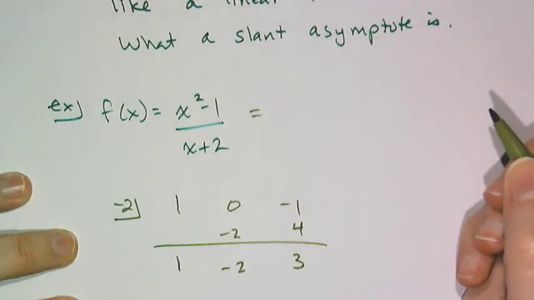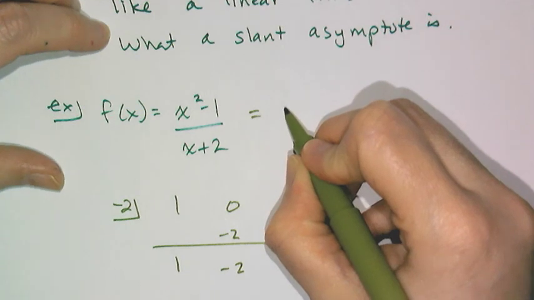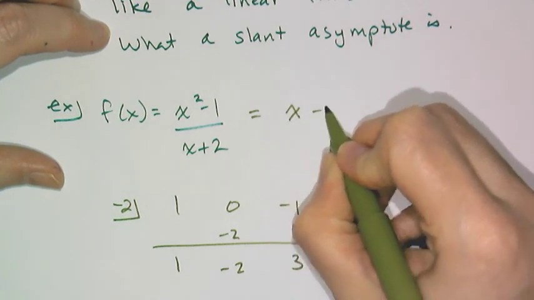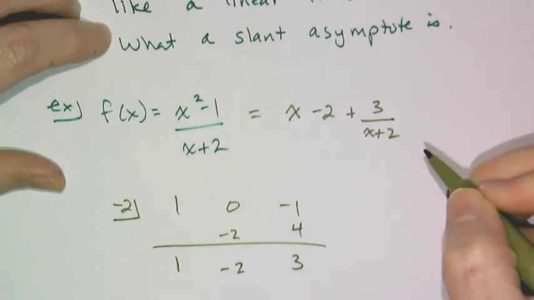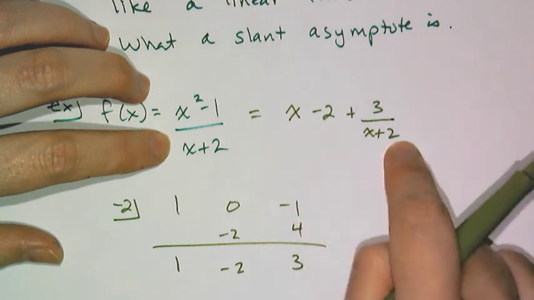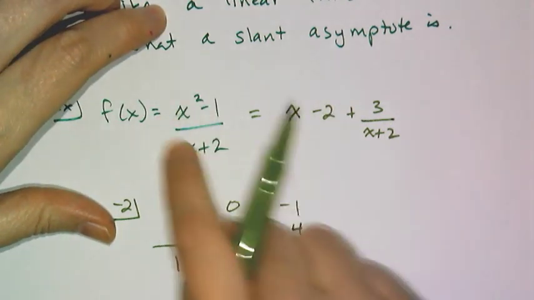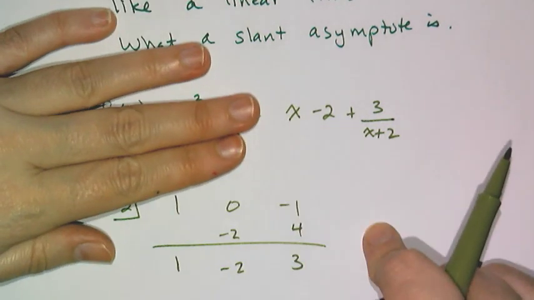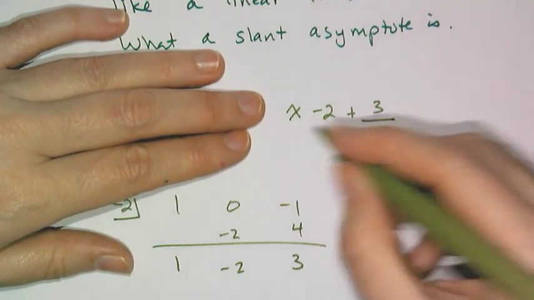I get x squared minus 1 over x plus 2 equals x minus 2 plus 3 over x plus 2. So these two things are equal. This isn't written as a ratio. This is written as a division. And so instead of looking at the end behavior of this version, I'm going to look at the end behavior of this version. So as x approaches infinity, I can think about what each of these terms does.